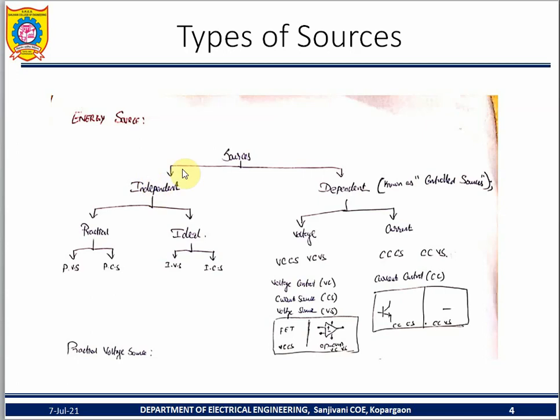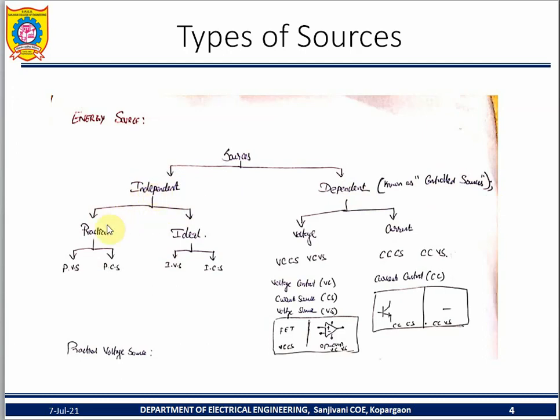So independent sources. It is easy to remember independent: Independence Day, 15th August 1947, we celebrate it. So independent source, dependent source. The dependent source is the controlled source. I hope you do not forget.